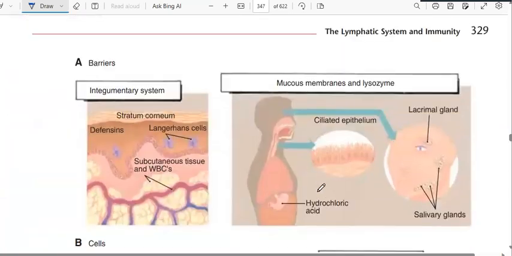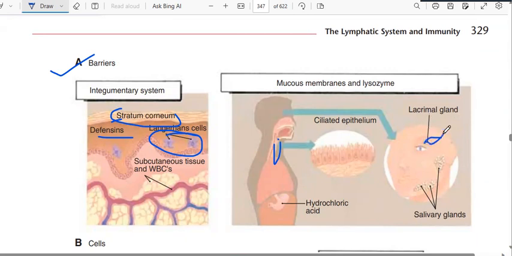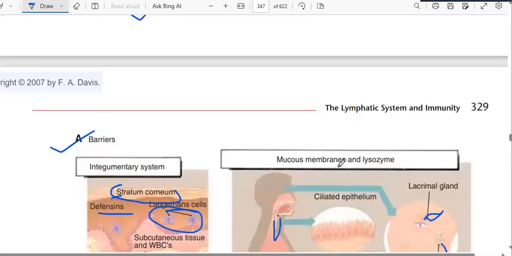Okay, we can see that these are the barriers. In the integumentary system, we have Langerhans cells. We also have different barriers, like the liver and defensive cells. Stratum corneum, this is the upper layer. We have WBC here, and we have hydrochloric acid. This is the ciliated epithelium in the upper respiratory tract, and the lacrimal gland, the eye gland or tear gland, and the salivary glands have lysozymes.